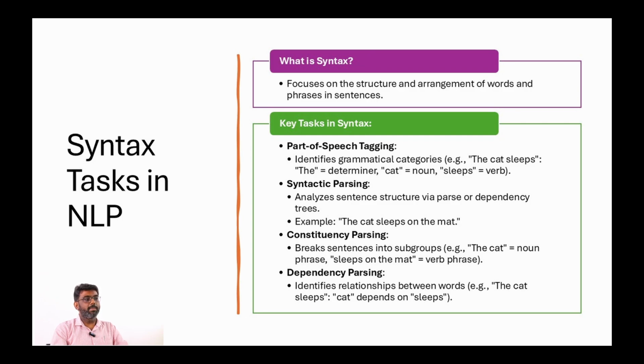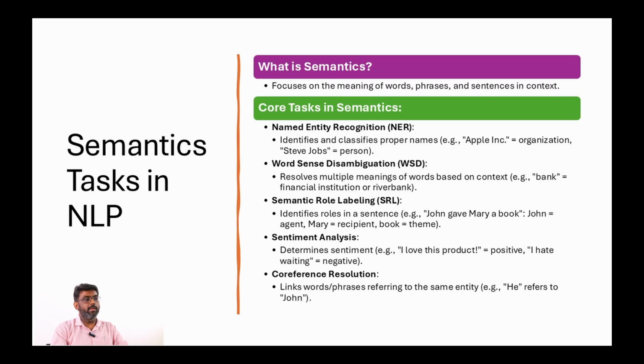The next one is semantic tasks in NLP. Next, let's dive into semantics, which focuses on the meaning of words, phrases, and sentences. Here are the core tasks in semantics. The first one is named entity recognition. This task identifies and classifies proper names like people, places, or organizations.